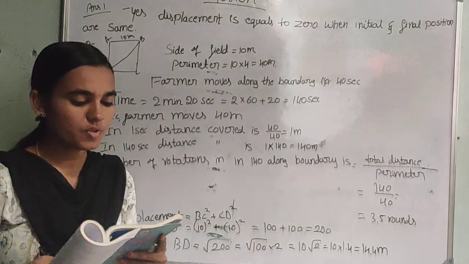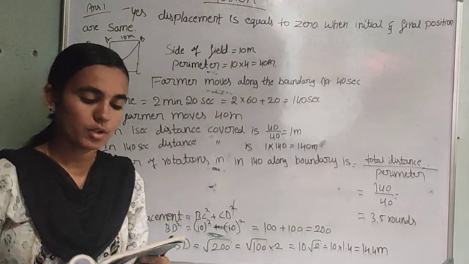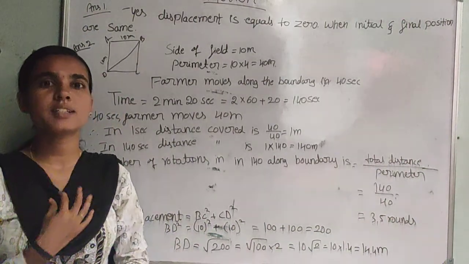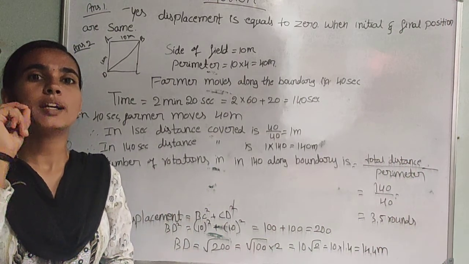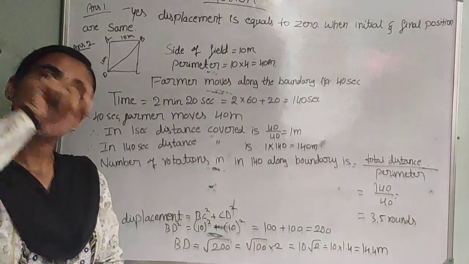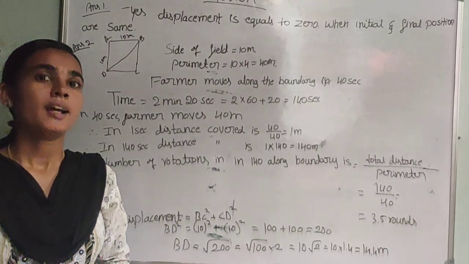First question: an object has covered a distance. Can it have zero displacement? If yes, support your answer. So one object is there, the object is moving. Is the displacement of that object zero or not? They are asking.